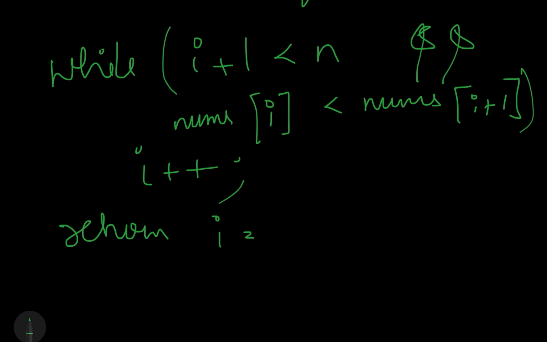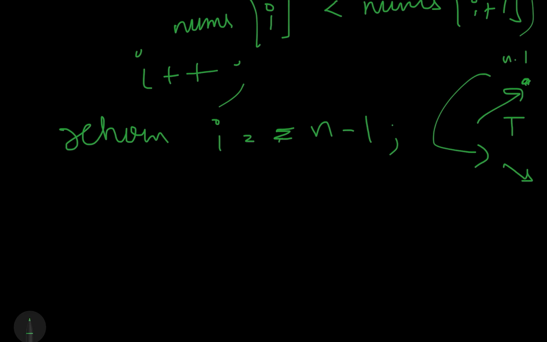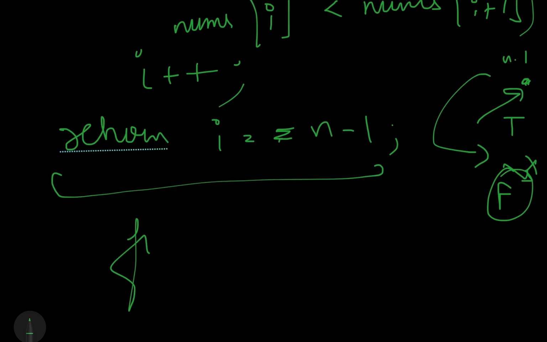Simply we'll return whether I equals n minus 1. That means if it has gone till the last index n minus 1 as increasing, then it would be true. Otherwise we have some other element which is decreasing but we don't want it, then it will return false. This would be our final answer.